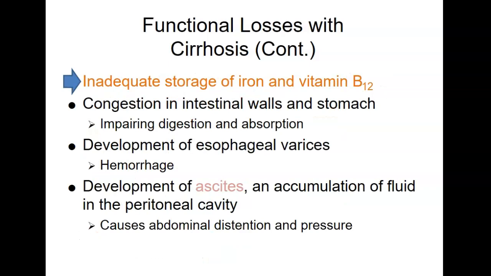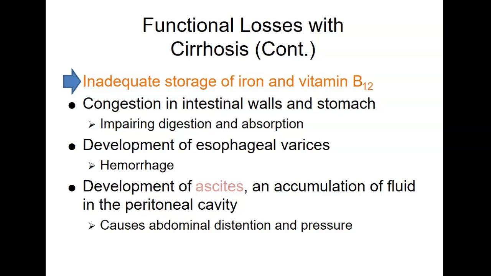Another important thing that I think we need to talk about is B12. Remember, intrinsic factor, you have to be able to get B12 in to prevent that hemolytic anemia. So if your liver's not functioning the way it should, you will not store iron the way you should. You will not store B12 the way you should, and you will develop anemia as a result.